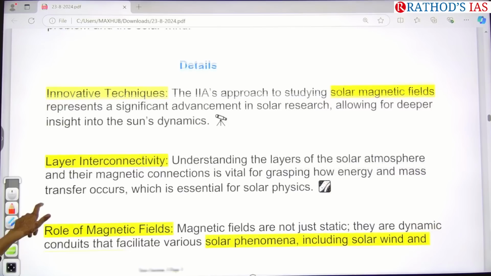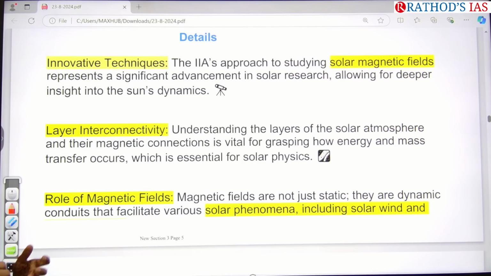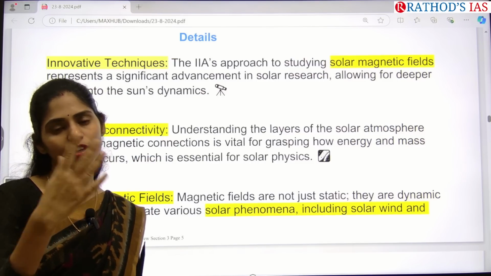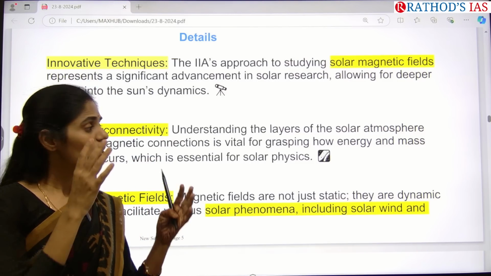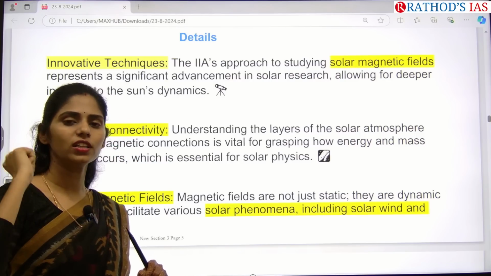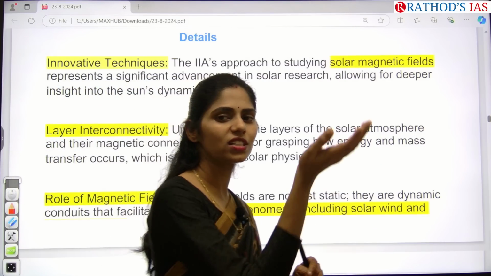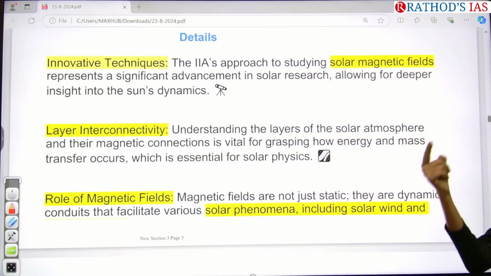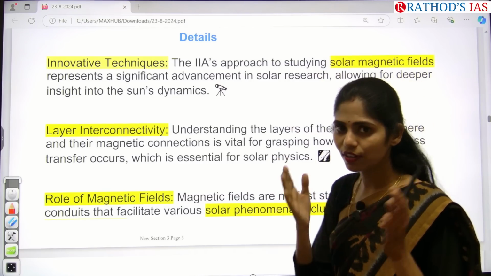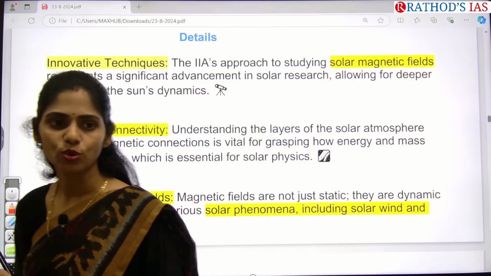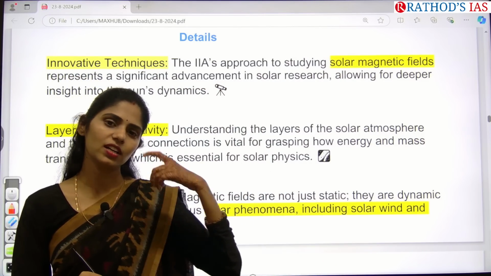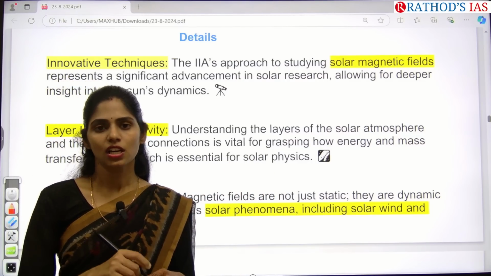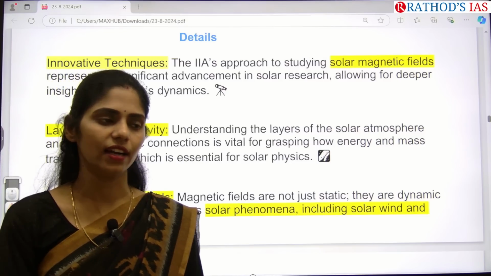Next is layer interconnectivity. In the solar atmosphere, we have different layers like chromosphere, corona, and others. What is the link between one layer and another? In some layers, we have very extreme temperature; in some layers, comparatively, the temperature is less. What is the reason behind this variation of temperature when moving from one layer to another? We need to know that. If we know that, then we can understand how solar winds and solar flares impact our whole universe.